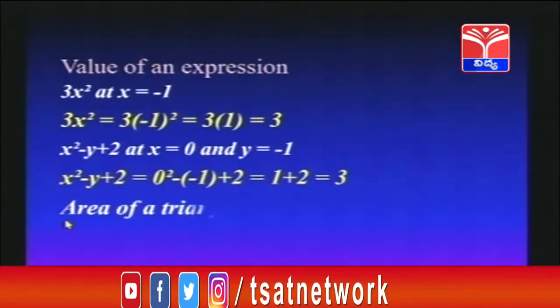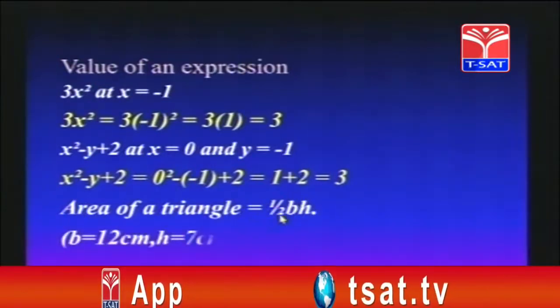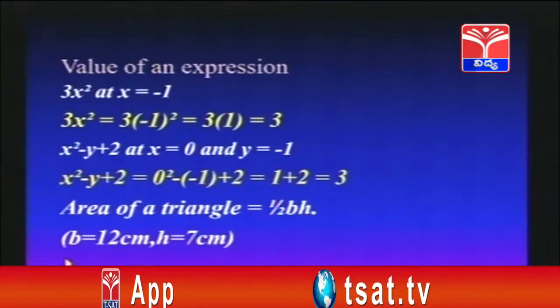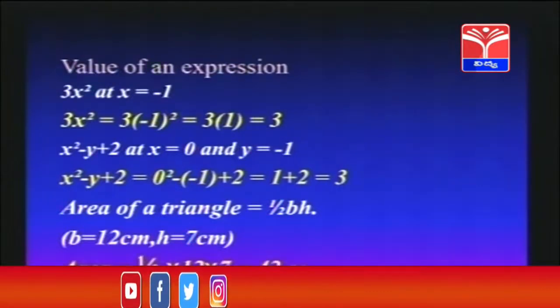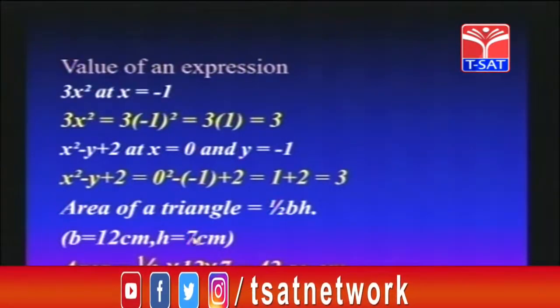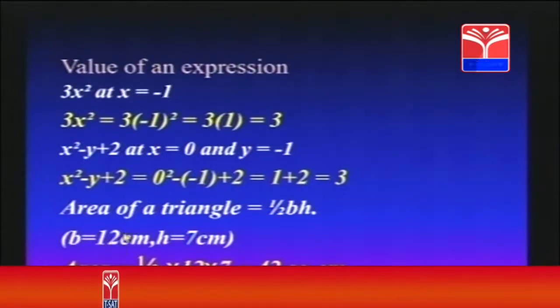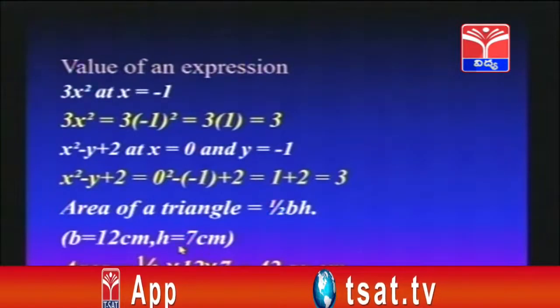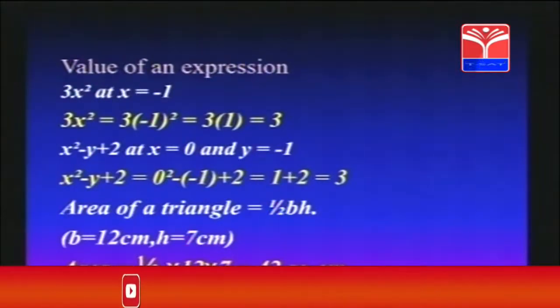Now how do you find the area of a triangle? The formula is half base into height, where the base is given as 12 centimeters and the height is given as 7 centimeters. Now let us see, area is equal to half into, in place of b we will substitute the value of b, 12, into, in place of h we will substitute the value of h, that is 7. So we will get it as 42 square centimeters.